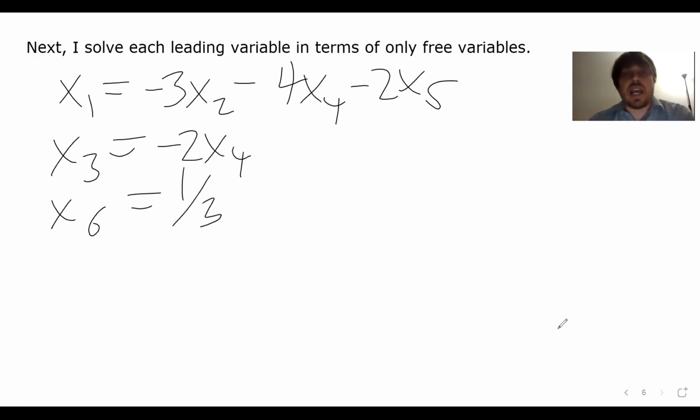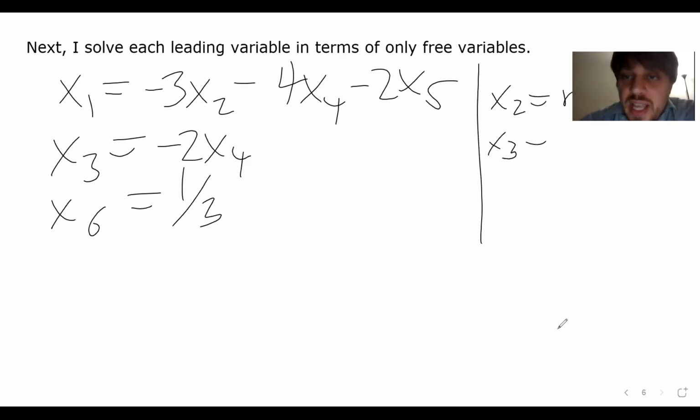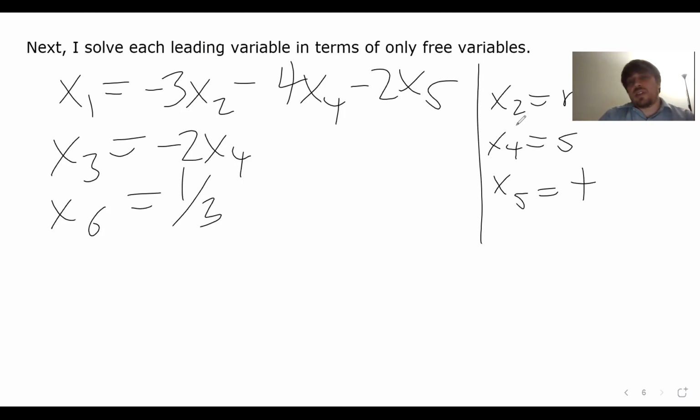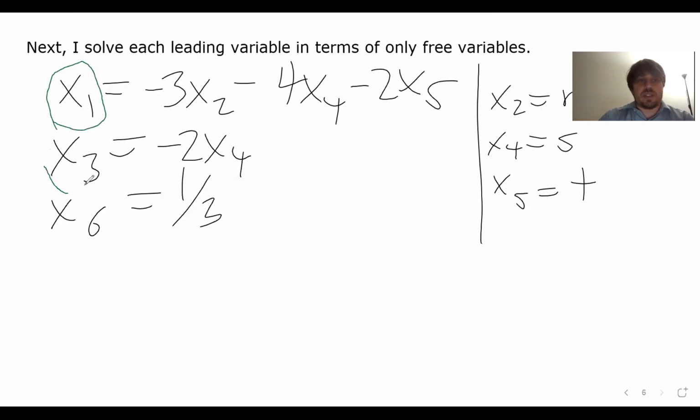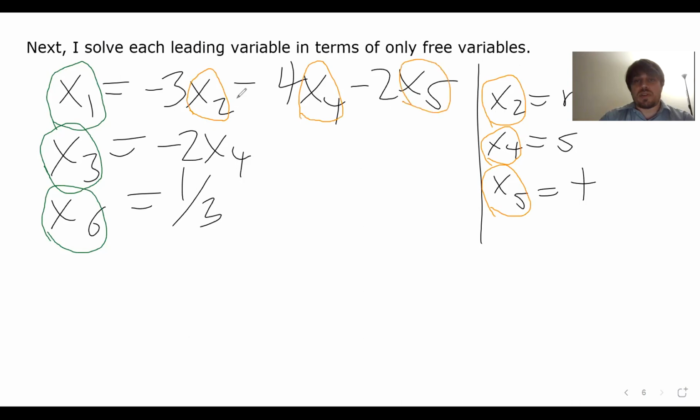We already have that x2 is assigned to r, x4 equals s, and then x5 is equal to t. Those are our assigned parameters for each free variable. The leading variables are in green, and the free variables are in orange. So these are the leading variables from earlier, and these are the free variables from earlier. And so we have each of the leading variables in terms of only free variables. Those three are each free variables, this is a free variable, and there are no variables here.